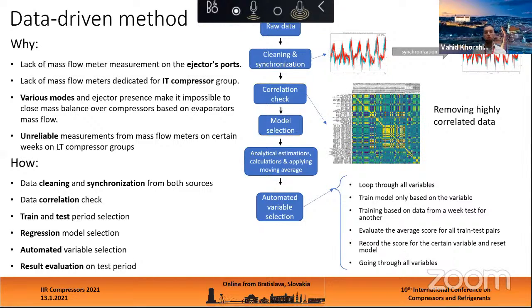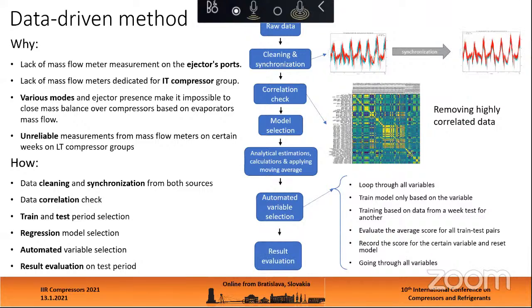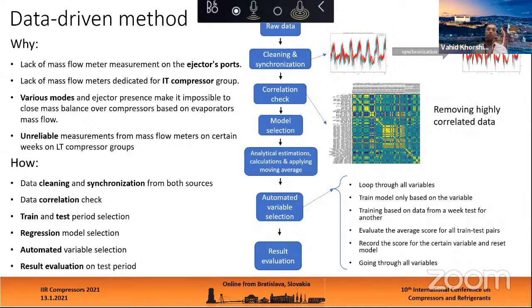So we had an automated variable selection that loops through all the variables. We train for a week, we test for another, and we test for other weeks. This makes sure the model we are training is based on real correlation and not just a fortunate event where we get a good match and a good score. Then at the end of this variable selection method, we check the score and compare the results to see which variables are getting the best fit for our model.